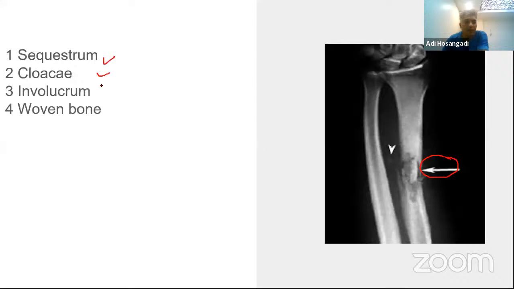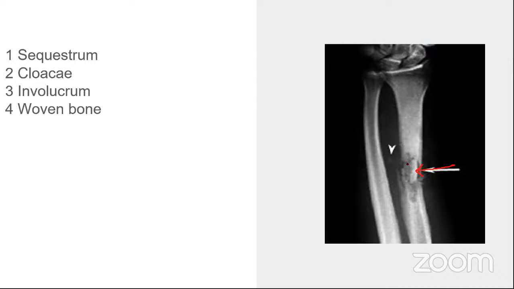Sequestrum, cloaca, involucrum, or woven bone? That question has gone beyond the screen limit, I guess. Anyway, this is an image-based question. What is this which has been marked? Can anybody take a chance here? Sequestrum. Very good. I will explain in a minute what sequestrum is.